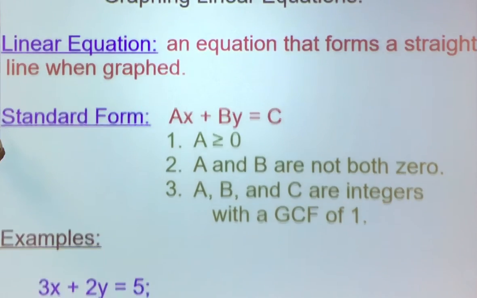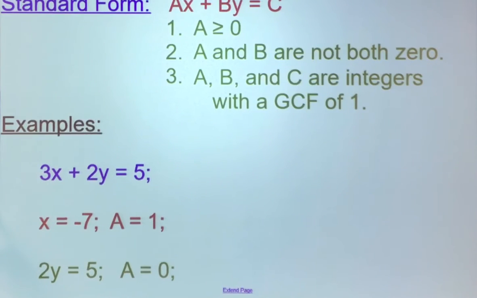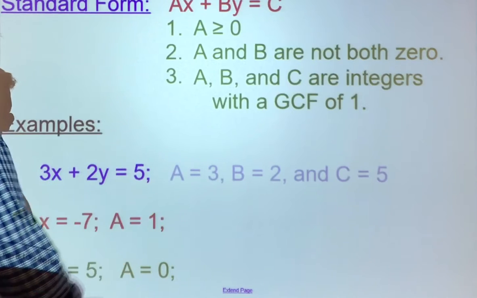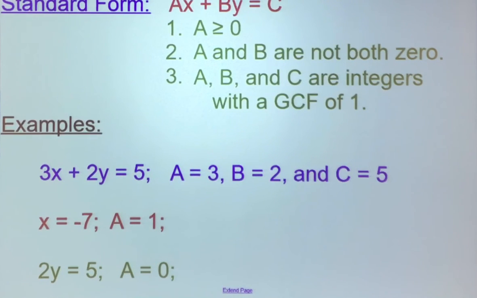So let's take a look at some examples here. We've got this one. It says 3x plus 2y is equal to 5. Well, let's look at that. A is 3, so it's greater than or equal to 0. A and B are not both 0. And A, B, and C are integers, and their greatest common factor is 1. So A is equal to 3, B is equal to 2, and C is equal to 5.